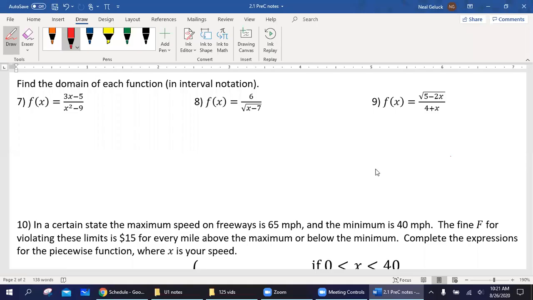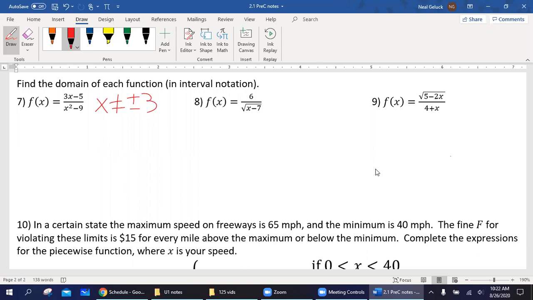For the next three problems, we're finding the domain, but now we're doing it in interval notation. So this should be some review stuff from earlier in the semester. Remember, we don't want division by 0. On number 7, we could have division by 0 if x was 3 or negative 3. X cannot be 3 or negative 3, but everything else is okay.